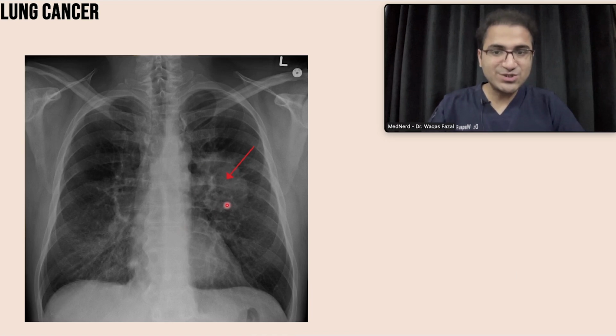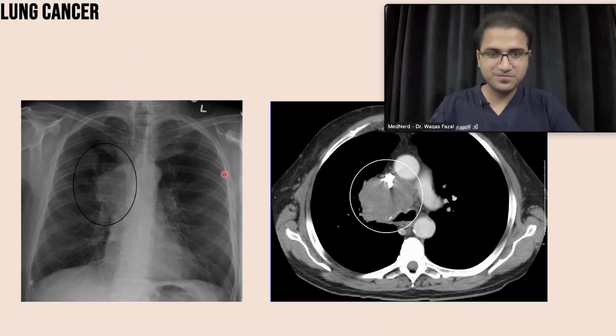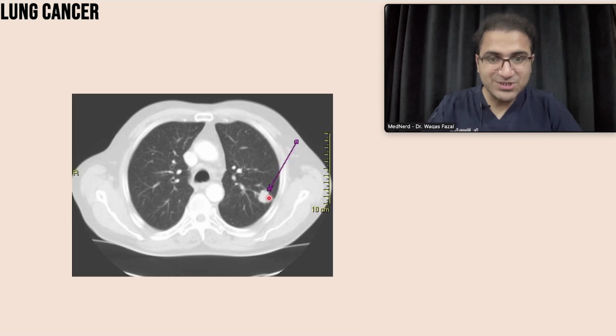Now this is a picture showing the lung mass. The lung mass needs to be investigated and this is most likely a lung cancer. See, this is a CT scan showing the mass. This is another picture showing a mass present in the peripheral region.